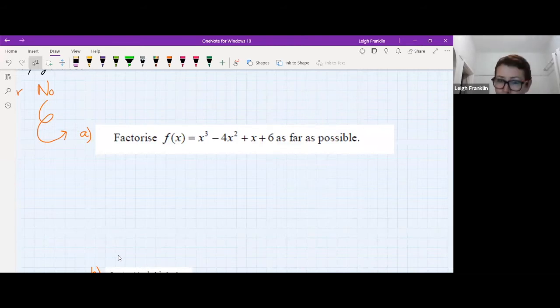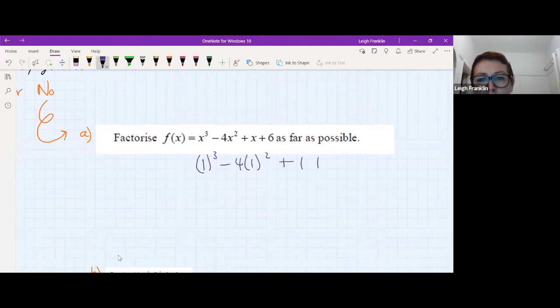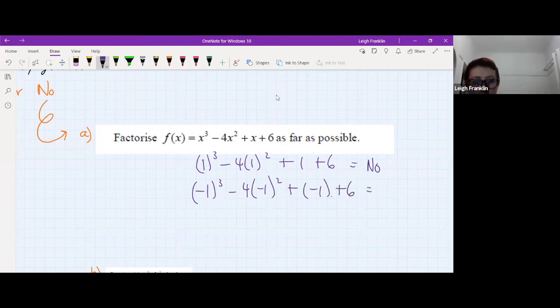Everybody start with 1. So you're going to sub 1 in. So in other words, what you're doing on your calculator is you are working out 1 cubed minus 4 times 1 squared plus 1 plus 6. What does that give us? Does it give us 0? No. Okay. All right. Perfect. Let's try negative 1. We're using factor theorem here. Does this give us 0?